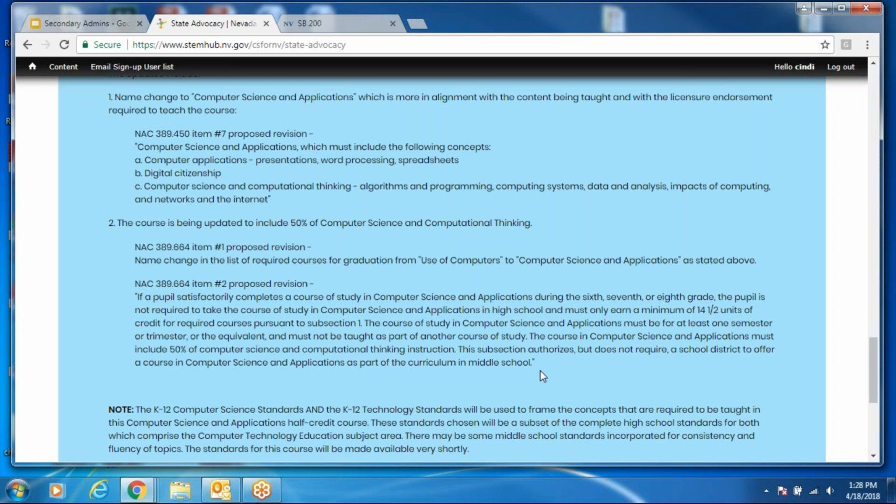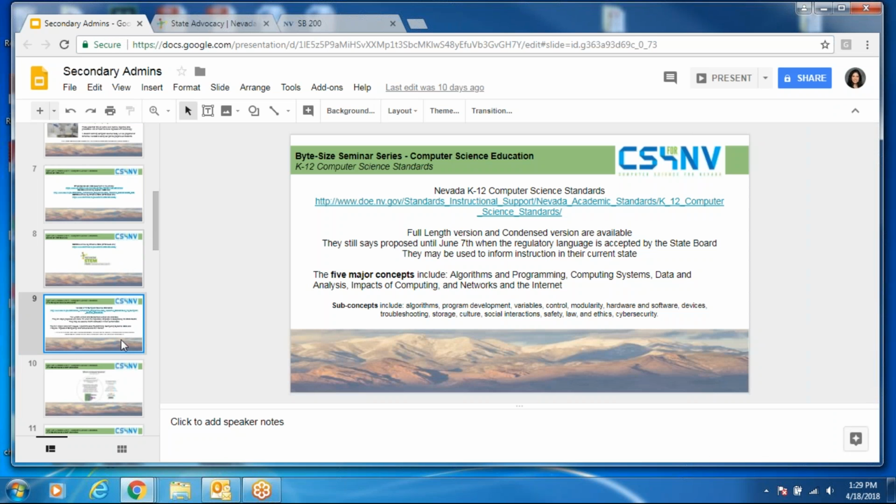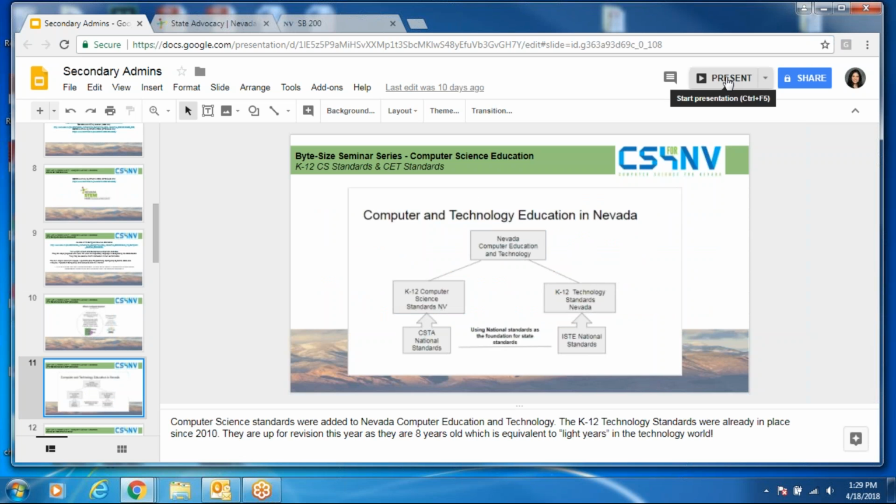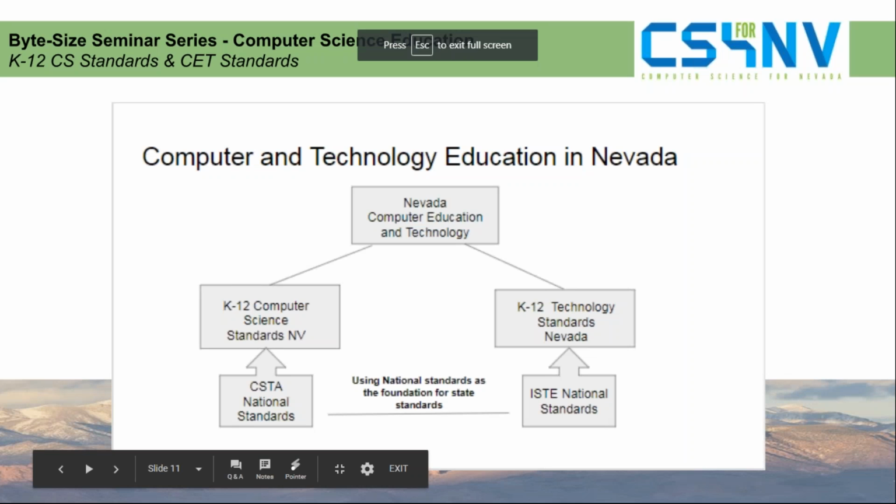So to better help answer your question, Leanne, here we have the K-12 computer science standards, then we have our ed tech standards that we've currently been working off. We've got CSTA and ISTE. And I think I have a slide of this actually. Let me see if I can go to it really quickly. Yes, I do, right here. Okay, so this is what we have here.